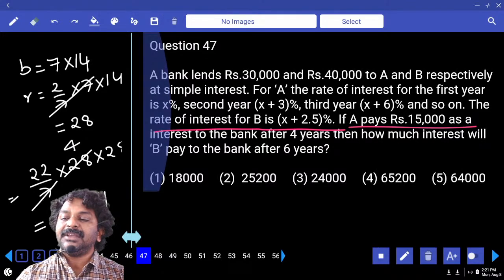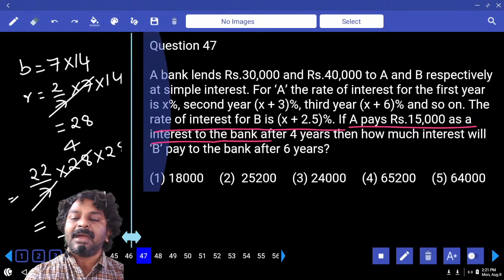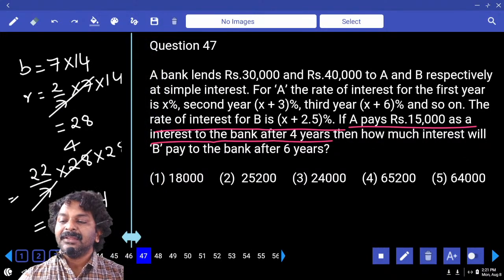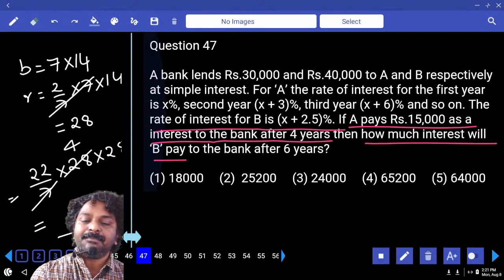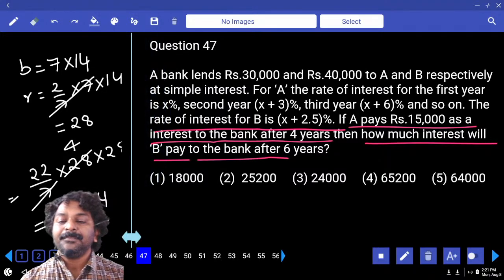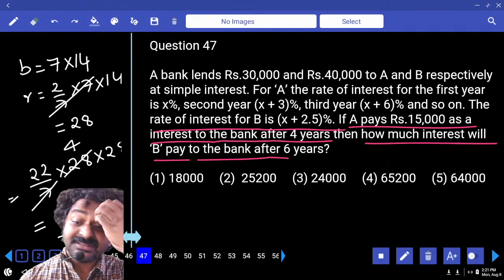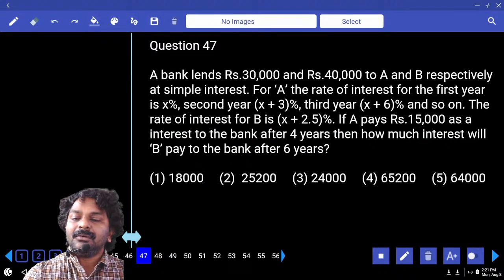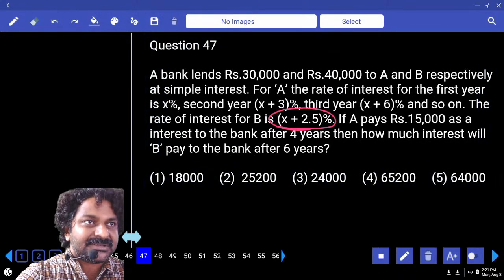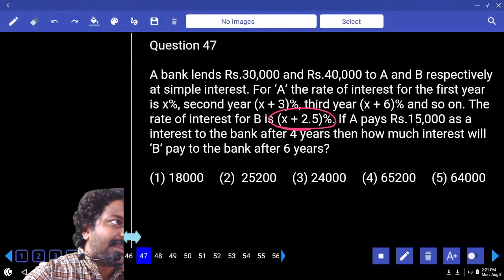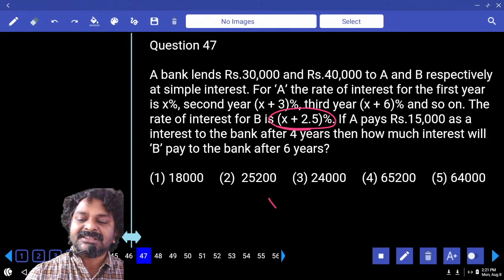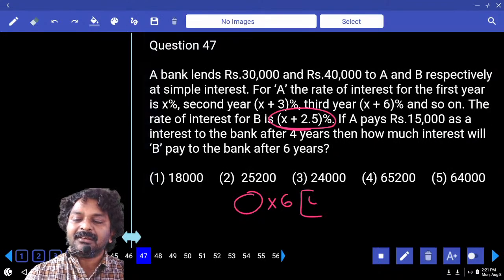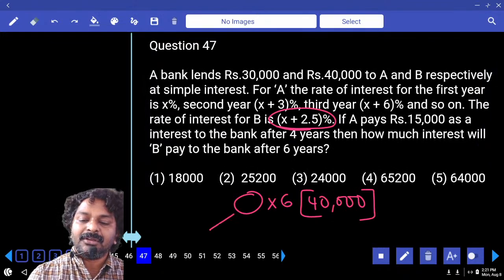If A pays 15,000 as interest to the bank after 4 years, then how much interest will B pay to the bank after 6 years? After how many years? 6 years, right. First of all, we need to know how much is X plus 2.5%. That is going to be per year, correct? Then for 6 years, that percentage is multiplied by 6, and this should be calculated on 40,000.